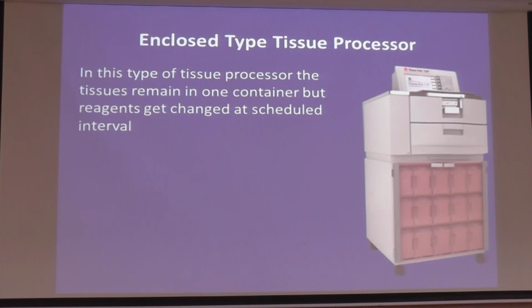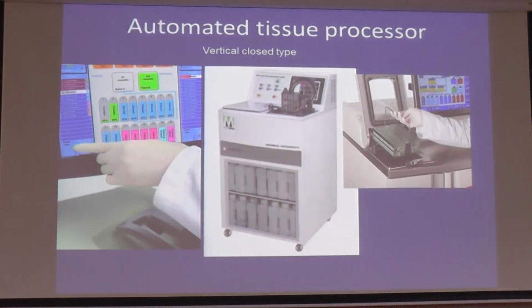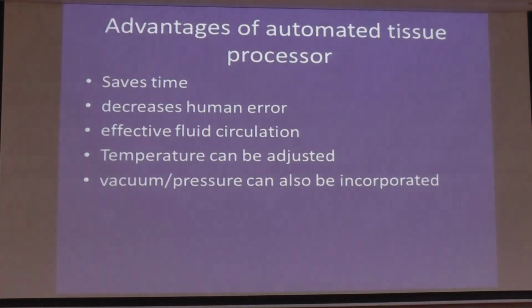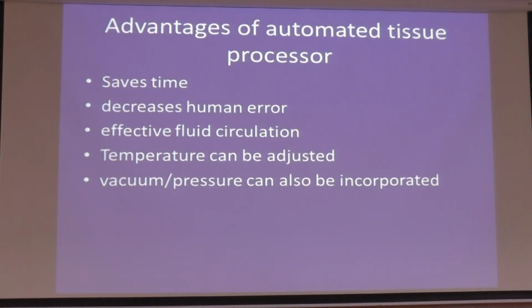This is the enclosed type. In this, the reagent will be transferred. The tissue will stay in a fixed place only. The reagent will be transferred. So the advantages of the automated tissue processor are that it saves time and decreases human error. There will be effective fluid circulation. The temperature can be adjusted. Vacuum or pressure can also be incorporated.